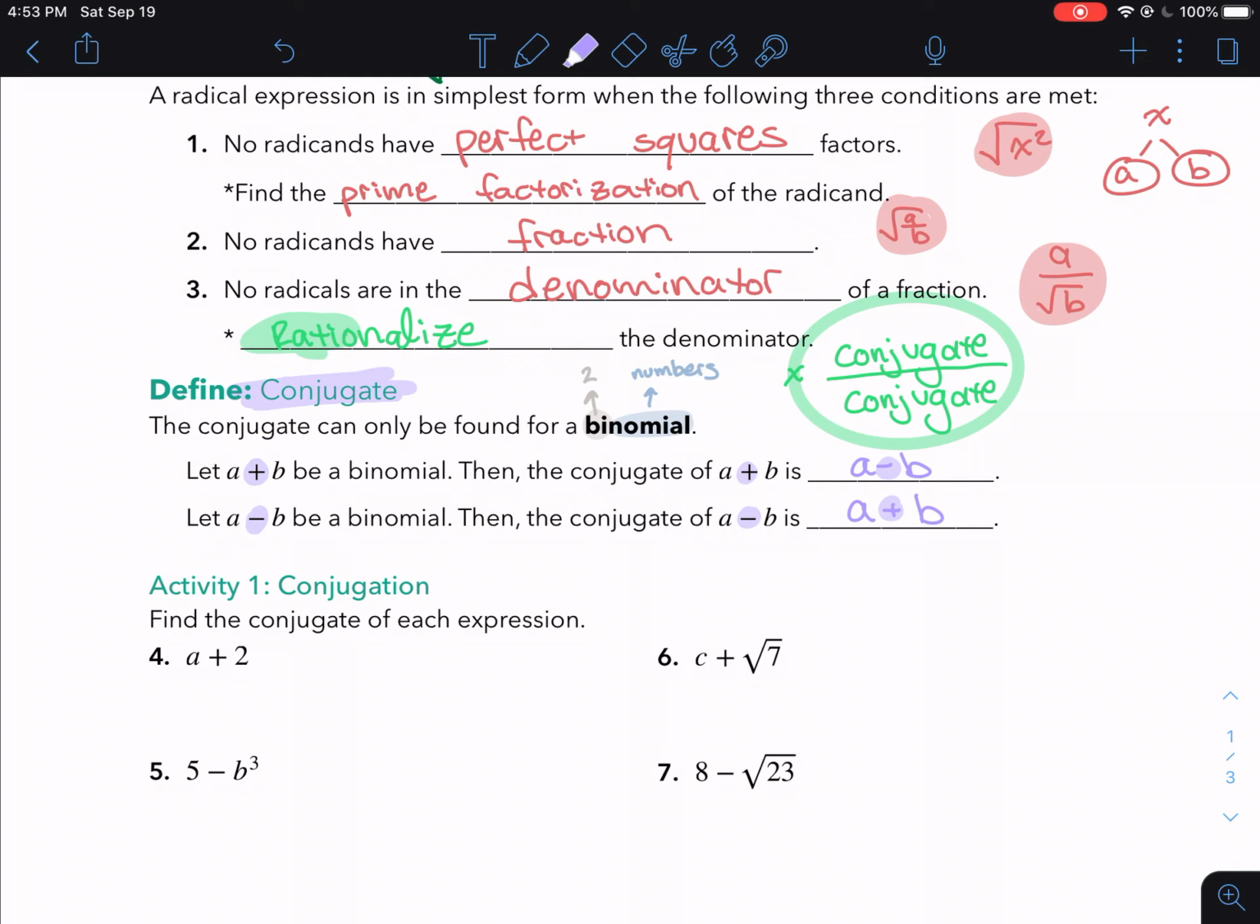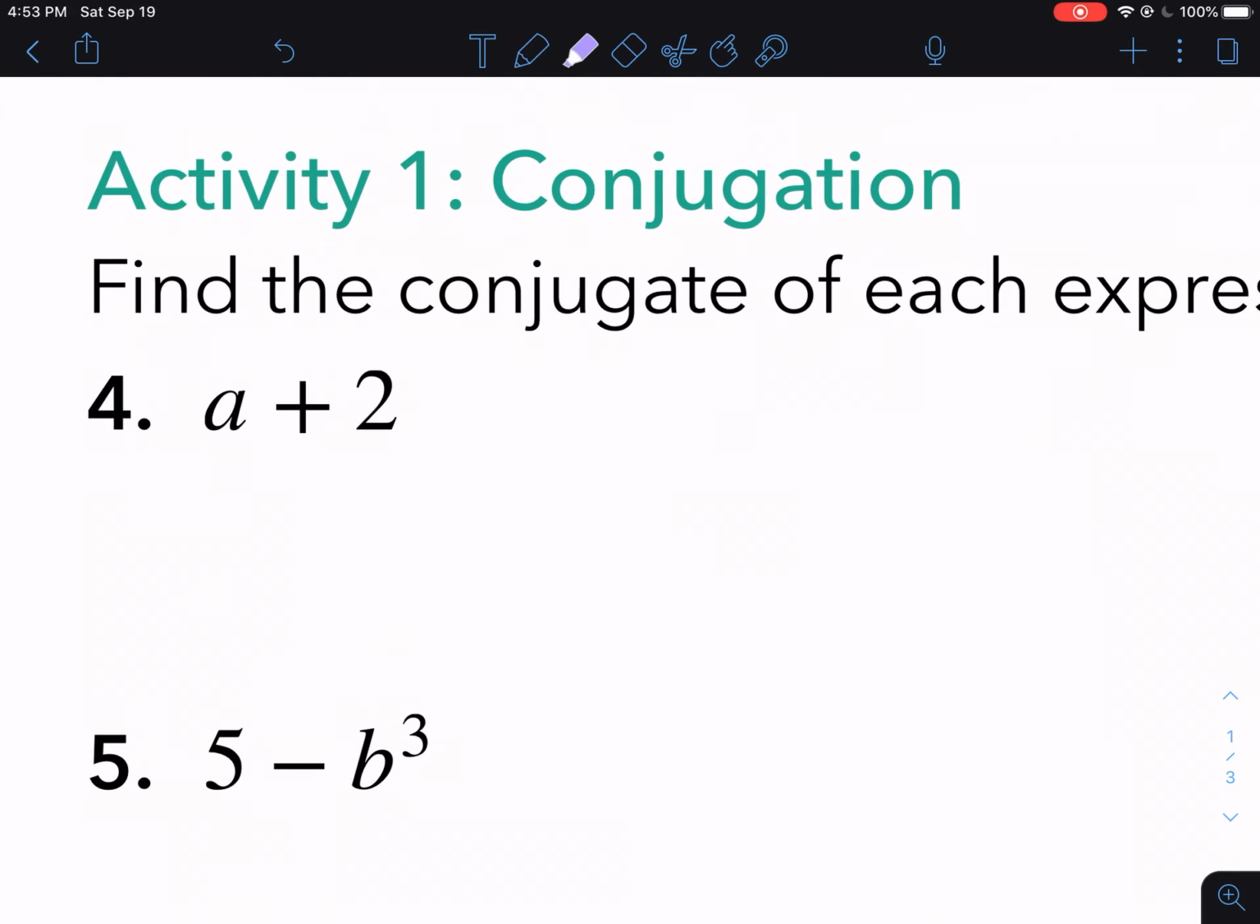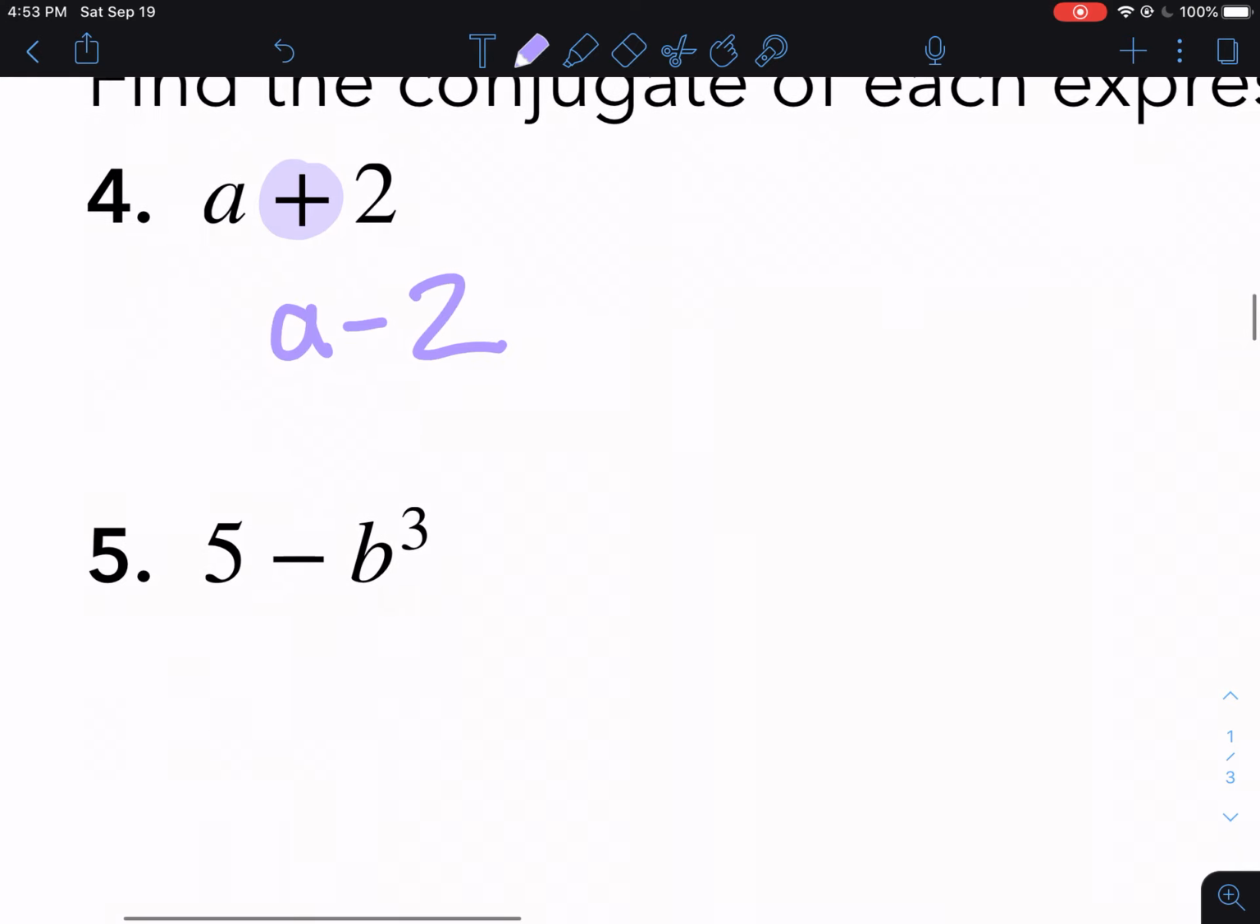So following this pattern, let's find the conjugate of a plus 2. Remember, look at the sign and flip it around. So the conjugate of a plus 2 is a minus 2. Let's get number 5. Remember, flip the sign around. What is the conjugate of 5 minus b cubed? It's 5 plus b cubed.